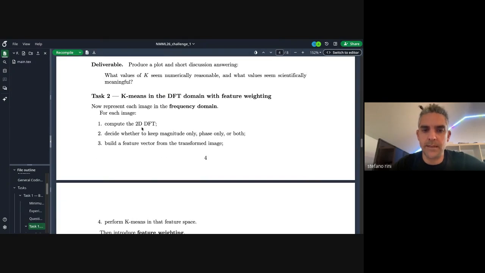Then you're going to apply the DFT. Okay. How many of you know what the DFT is? Yes, no. I think that's one person who doesn't know. Let's see if somebody else in the group knows, so that you can explain to each other.